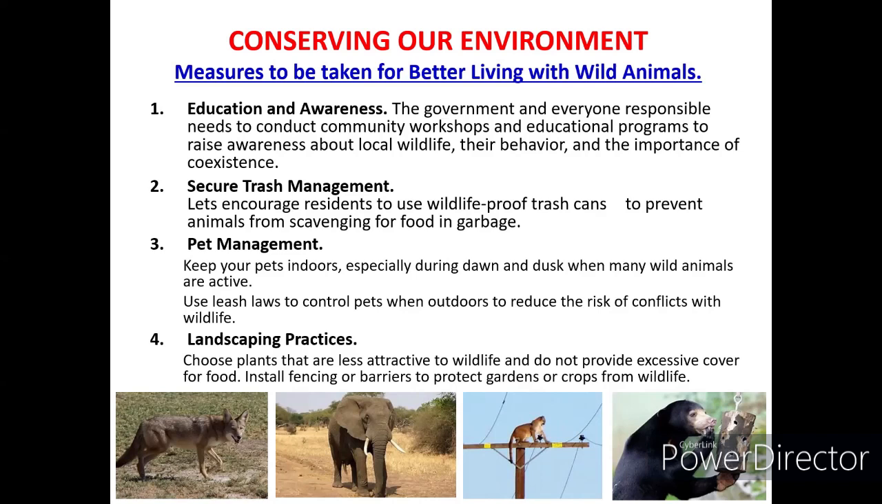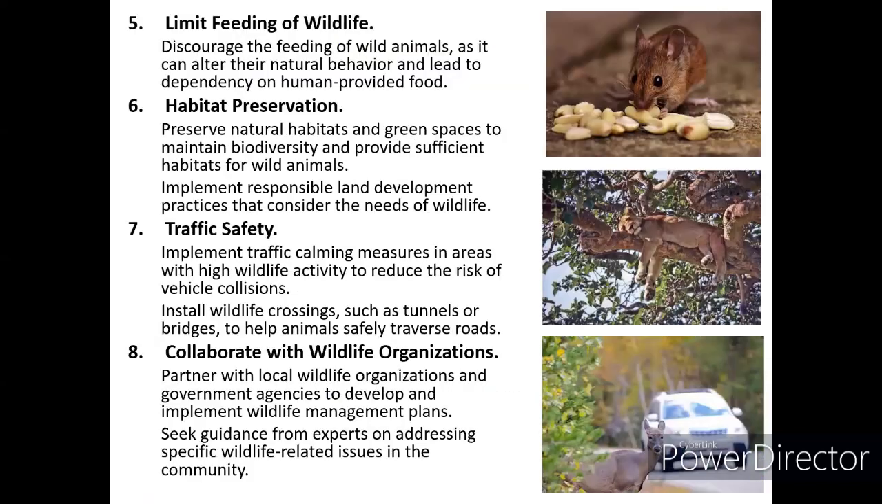4. Landscaping practices. Choose plants that are less attractive to wildlife and do not provide excessive cover for food. Install fencing or barriers to protect gardens or crops from wildlife. 5. Limit feeding of wildlife. Discourage the feeding of wild animals, as it can alter their natural behavior and lead to dependency on human-provided food. 6. Habitat preservation. Preserve natural habitats and green spaces to maintain biodiversity and provide sufficient habitats for wild animals.